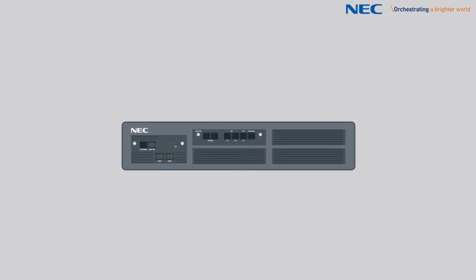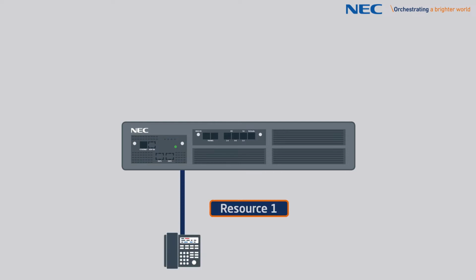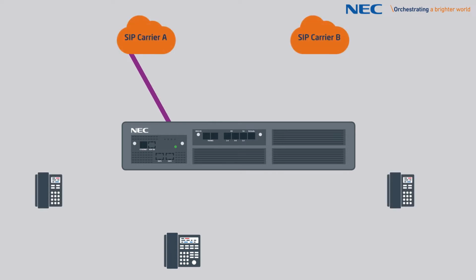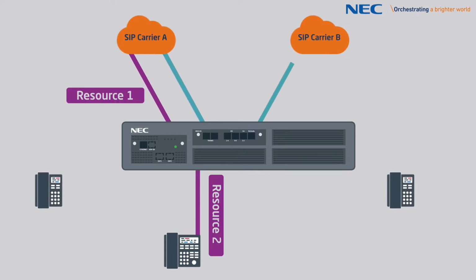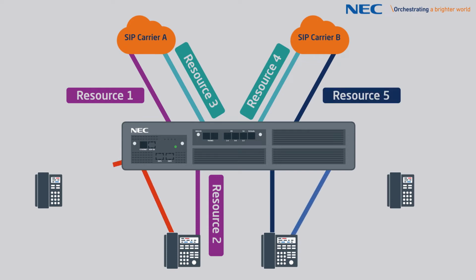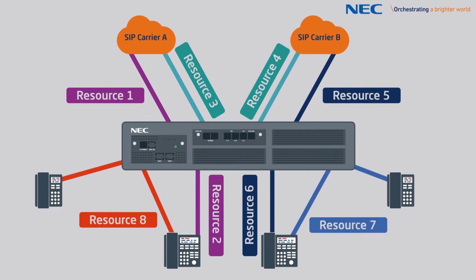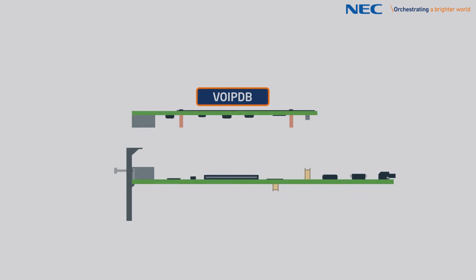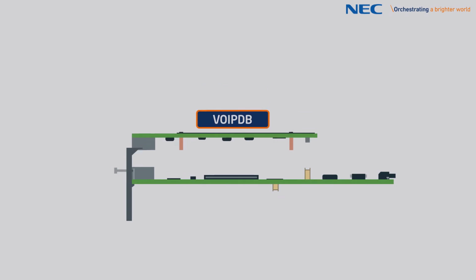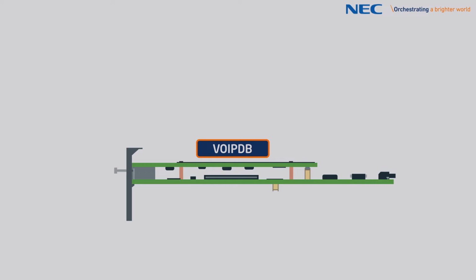The SL2100 has 8 IP resources built into the CPU card. One resource is used when an IP device is active on a call. If more than 8 simultaneous IP resources are required, then the VoIP DB card can be installed. Install the optional VoIP DB card. This is required when you need more than the 8 VoIP resources built into the CPU card. Refer to the CPU install video for details of installing the optional VoIP DB card.